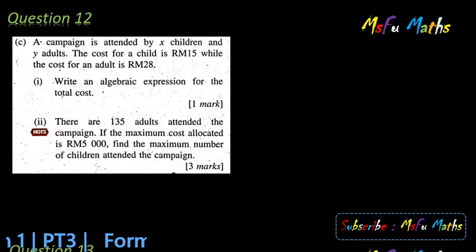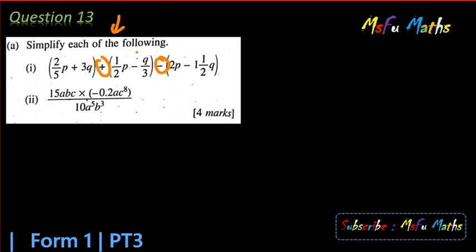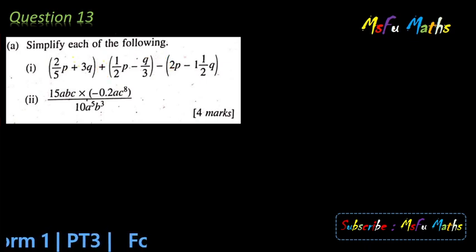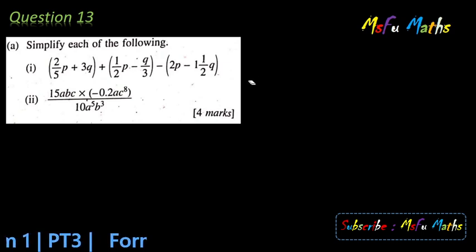Number 13 here. Let's see. Simplify each of the following. Okay, you have number 1 here. Let's see. This is plus minus. Plus minus is a bit, you know, because you can only plus like terms and unlike terms can't be added. So never mind. We try number 2. If you have bracket, remove the bracket first. I don't want to write here. Write down there. Okay, not enough space.